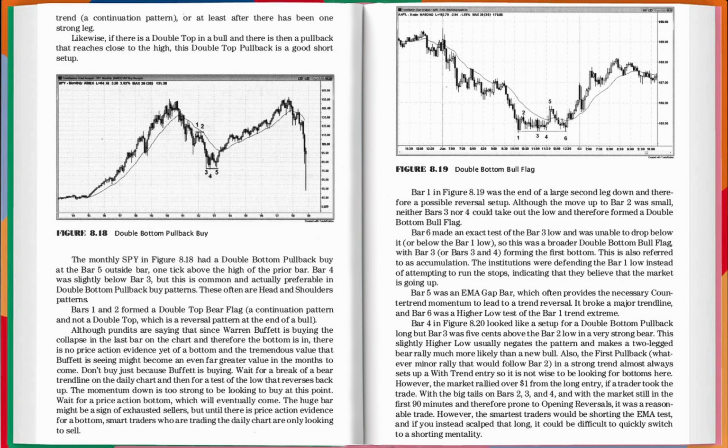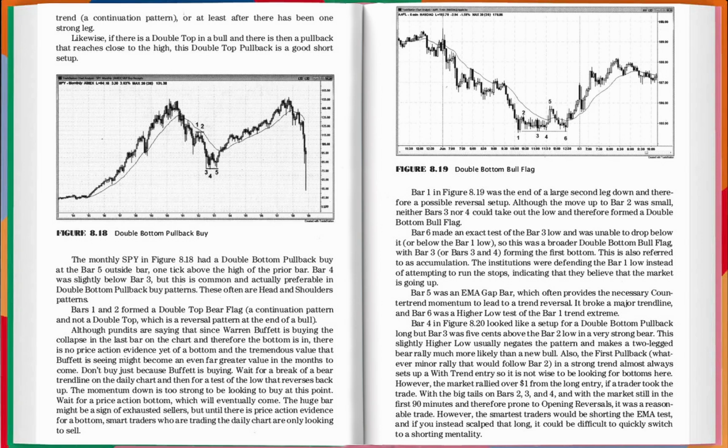Bar 1 in Figure 8.19 was the end of a large second leg down and therefore a possible reversal setup. Although the move up to Bar 2 was small, neither Bars 3 nor 4 could take out the low and therefore formed a double bottom bull flag. Bar 6 made an exact test of the Bar 3 low and was unable to drop below it or below the Bar 1 low, so this was a broader double bottom bull flag, with Bar 3 or Bars 3 and 4 forming the first bottom.